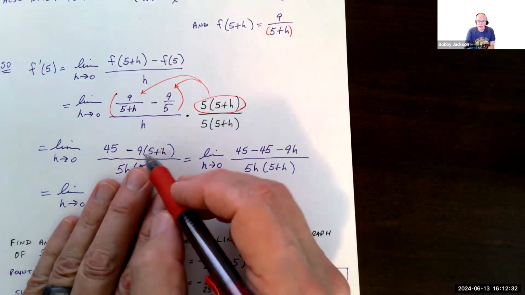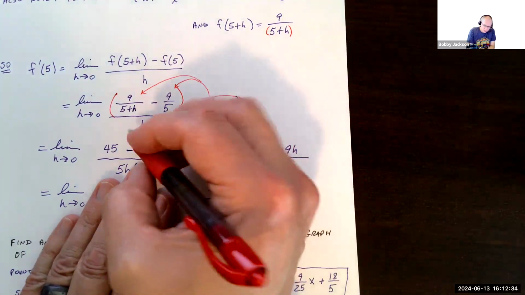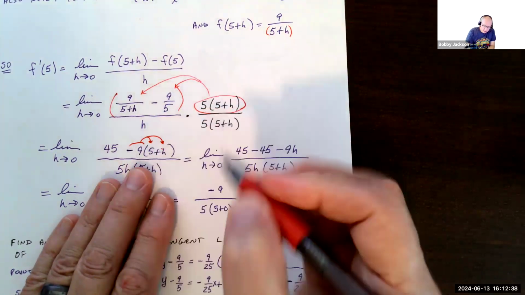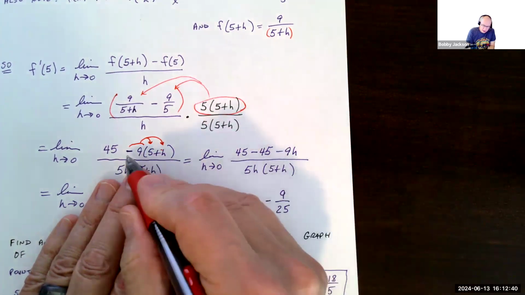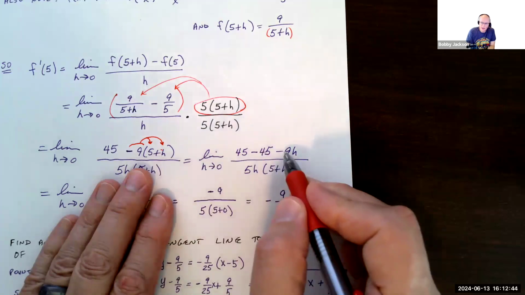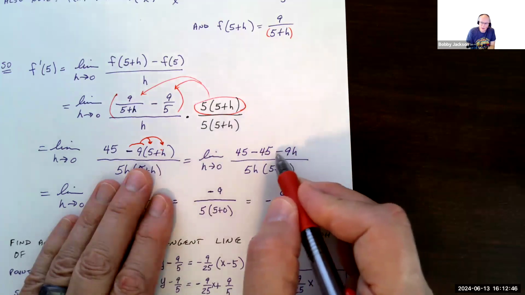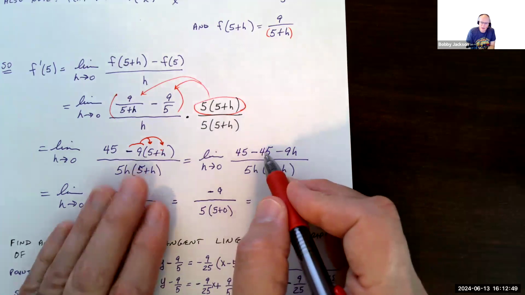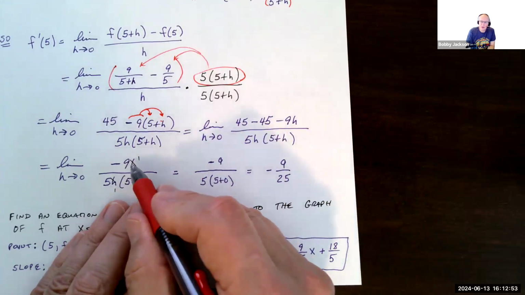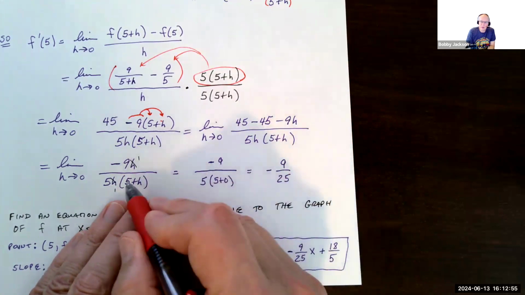Well, let's distribute this -9, right? And be careful, it's -9, the whole thing, over these two terms, and then simplify. Of course, -9 times 5 is -45. -9 times h is -9h. So be careful, it's -9h. And 45 minus 45 is 0. So I'm just left with -9h up top. Notice I don't change the bottom. I keep that the same.